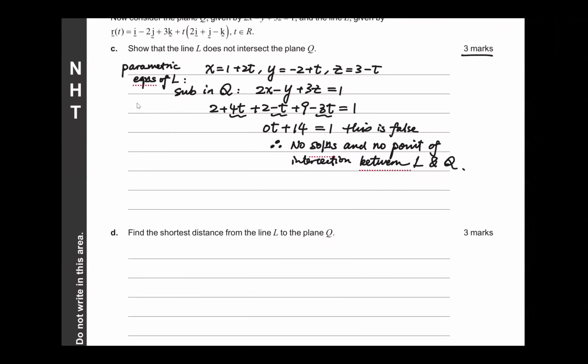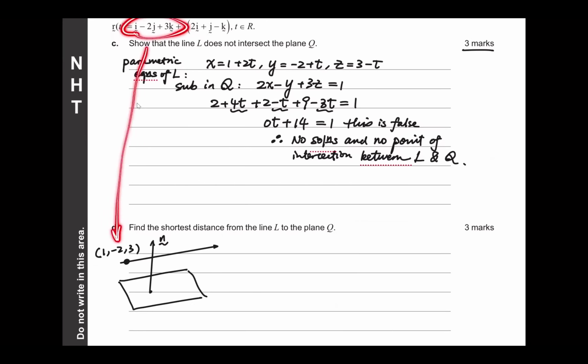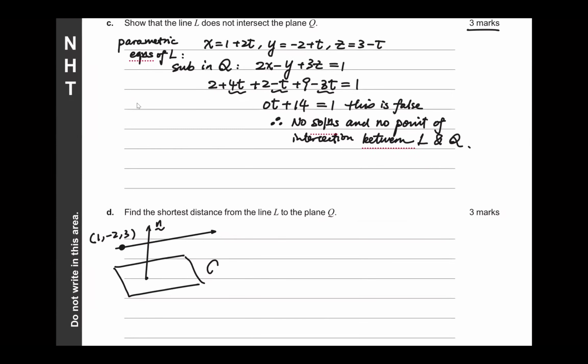Well, from the line L to the plane Q, this is actually telling you, okay, this line is sort of parallel to the plane, okay? What you could actually do is, let's say you pick a point, let's say 1, minus 2, 3, which is coming from here along the line L, okay? And I get a point from the plane Q, okay?